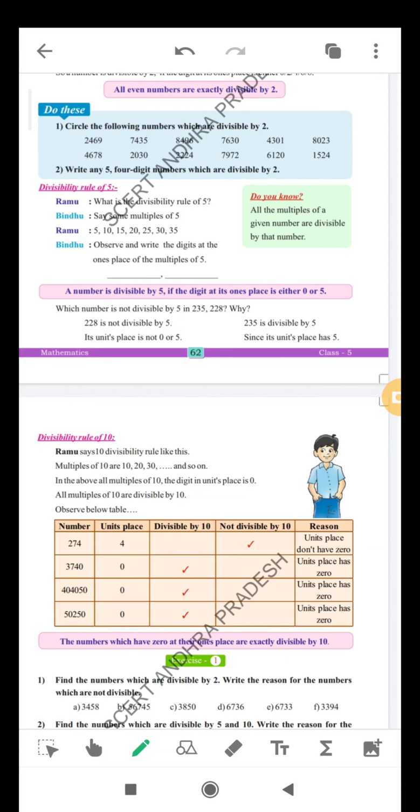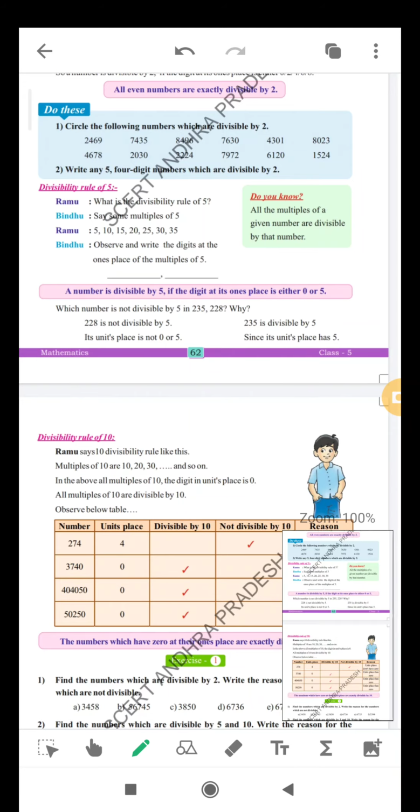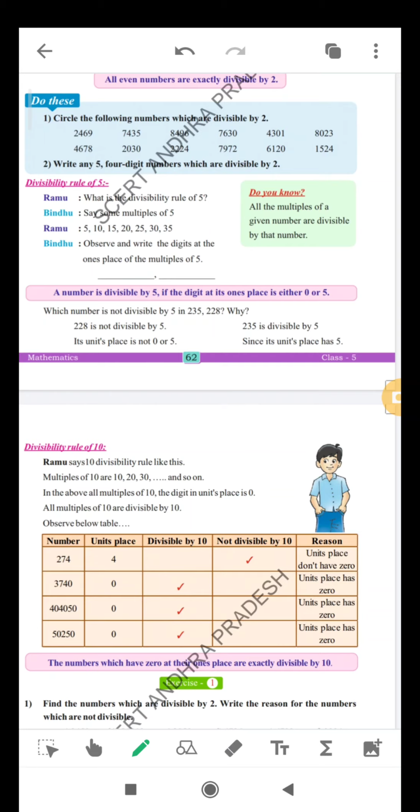Now there are some problems are given here. Do this 2, 4, 6, 9, 7, 3, 5. They circle the numbers which divisible by 2. Very simple. Without doing, we can do that. This is the circle the following numbers which divisible by what? Divisible by 2. They are saying divisible by 2. Just wherever even number, or you can say the last number must be either even number, 0, 6, 4, 2, 8. So here it is 6, it is divisible, this is divisible, this is no, this is yes, this is yes, this is yes, this is yes, this is yes, and these are divisible numbers.